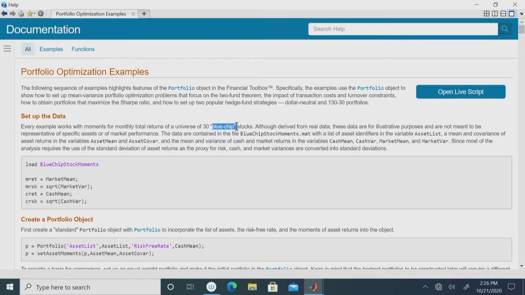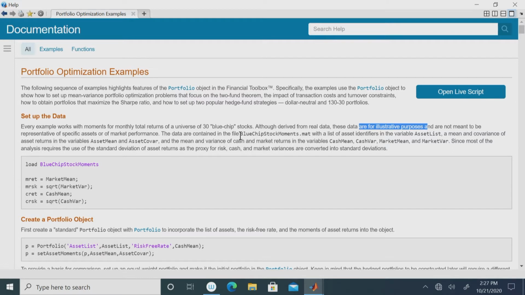Blue chip stocks are those of companies which have a reputation for quality, reliability, and most importantly profitability, both in good and in stressed market conditions. The term blue chip comes from the game of poker, where blue chips have a high value. The MATLAB toolbox here uses real data, but these data have been chosen for illustrative purposes and are not intended as investment advice.